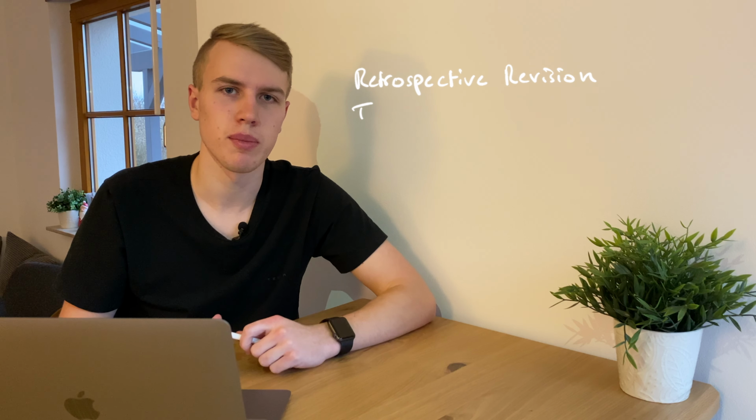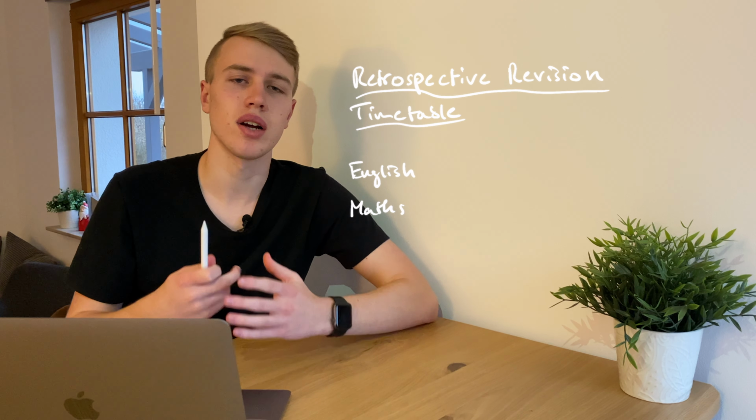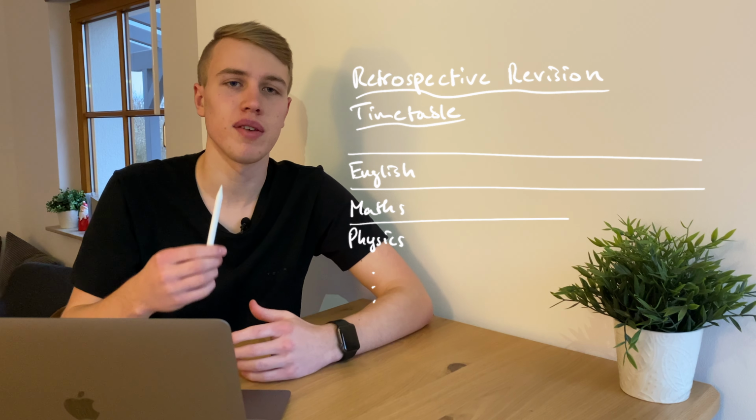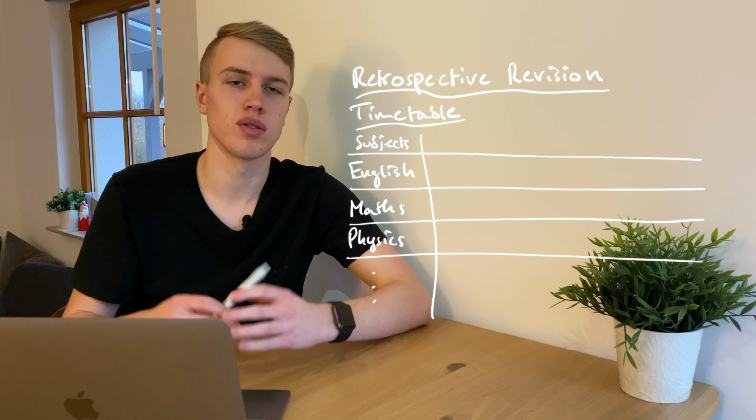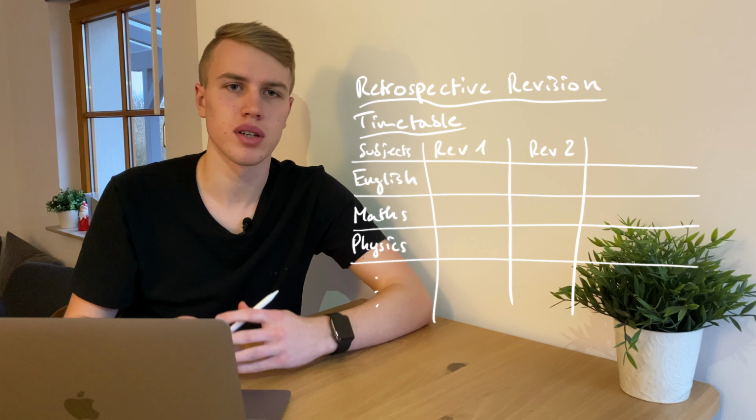So now I will show you how your retrospective revision timetable might look like. So you have your different subjects in the rows and I will just use some standard school subjects in here. Then in the different columns you'll have your revision date, and I also like to color code it or use some emojis to evaluate if I knew this topic pretty well or not.